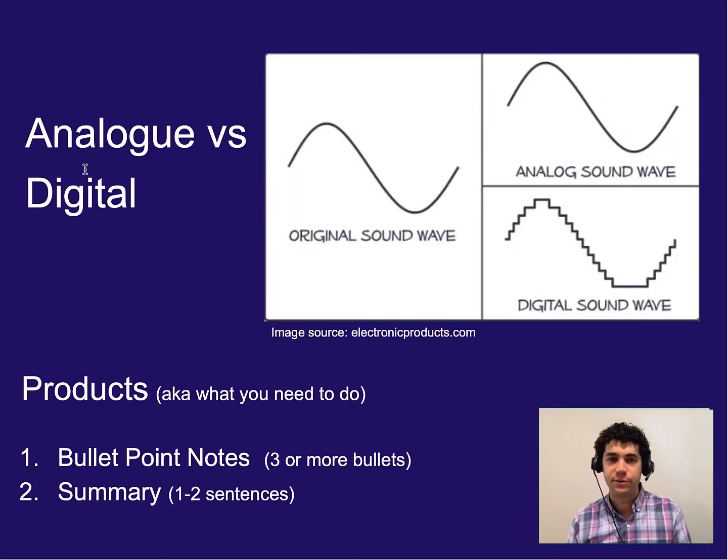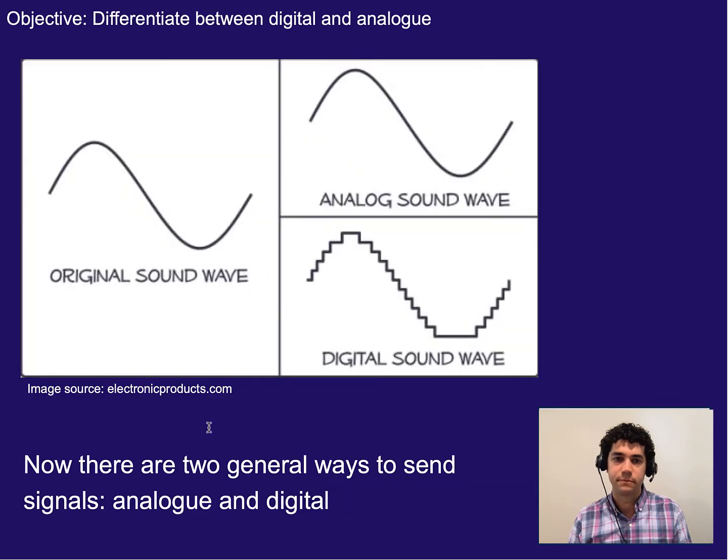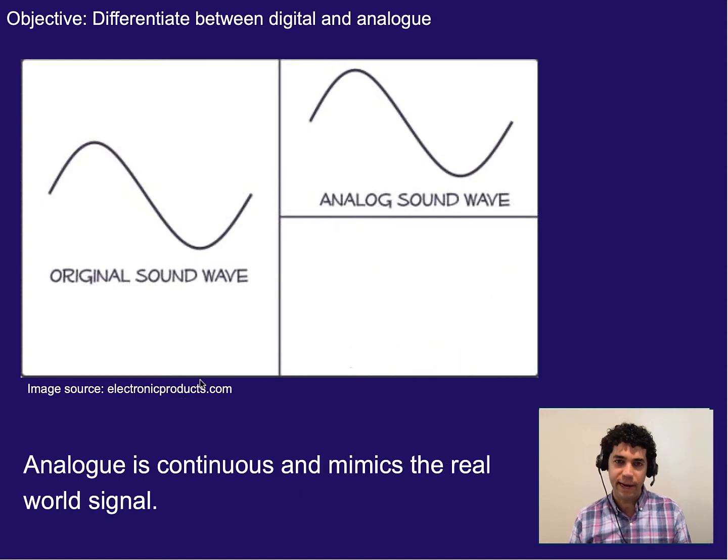Alright, so we're going to continue on with talking about the difference between analog and digital. As always, you need 3 or more bullet points worth of notes and a 1 to 2 sentence summary. Alright, so there are 2 ways to send signals, or to record them even sometimes. One is analog and the other is digital. Let's start by talking about analog.